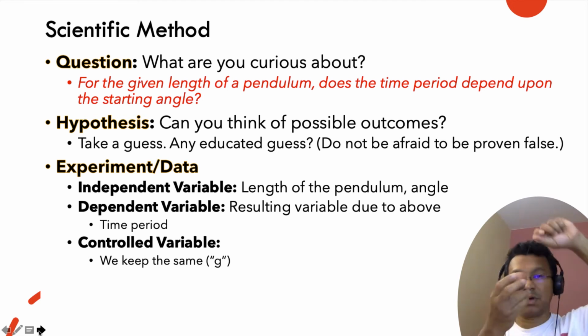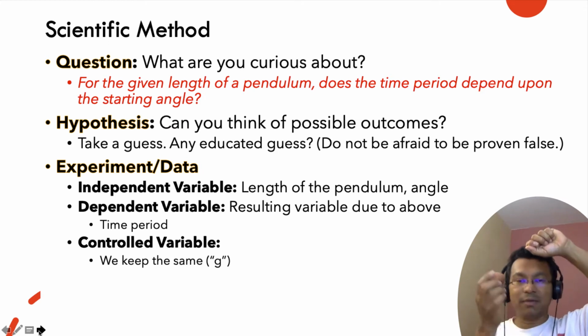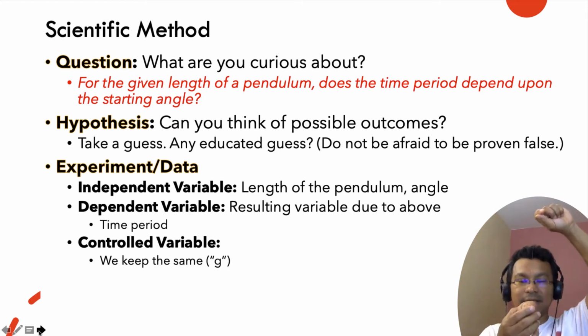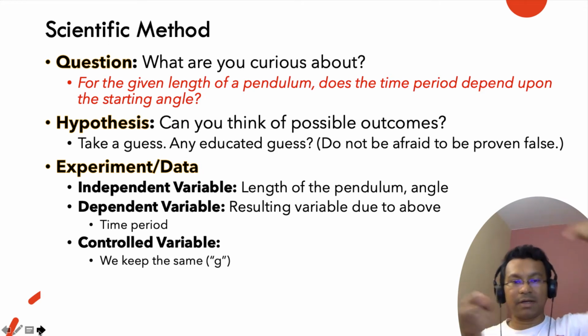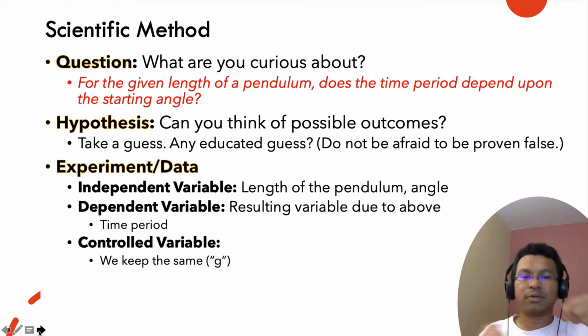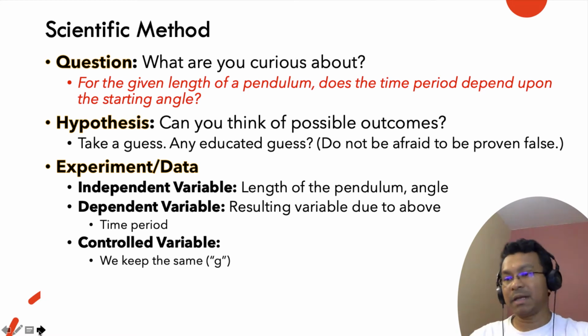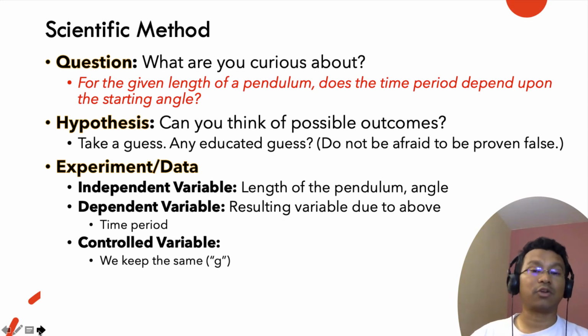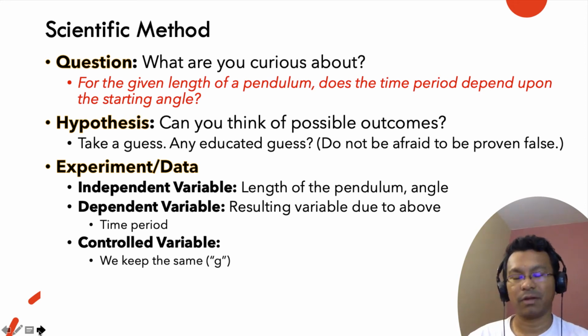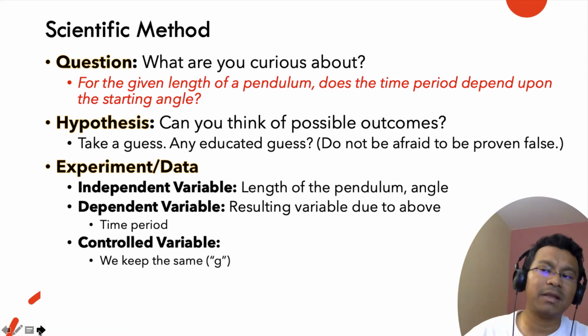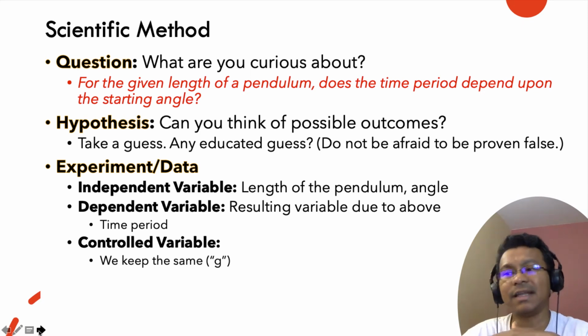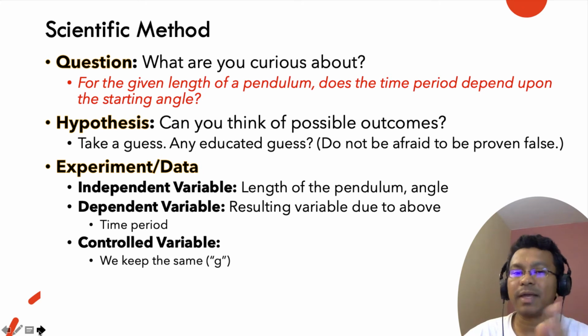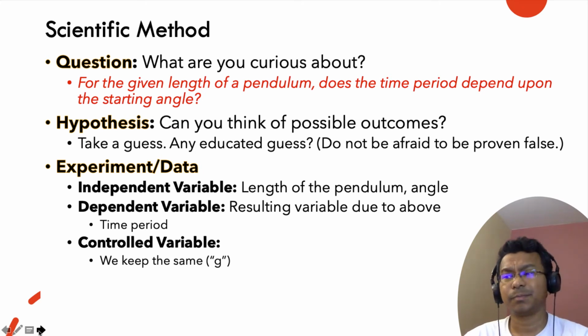For example, if I were to change the length, the time period may be different, right? If I change the angle, what will happen to the time period? So the dependent variable is basically a function of the independent variable that you can control, that you can set. Usually the independent variables are plotted on the x-axis and dependent variables are plotted on the y-axis whenever you are doing the analysis.